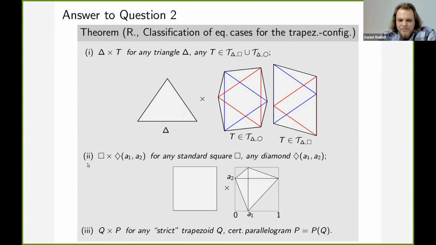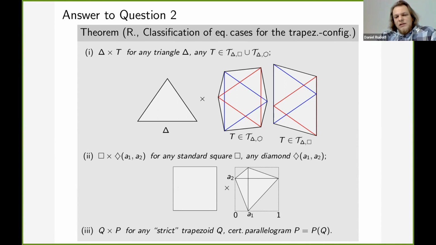So then, concerning the parallelogram configuration, if we start with any standard square on the left, and we choose any diamond on the right where A1 and A2 are arbitrarily chosen between 0 and 1, then all of these configurations are equality cases of Viterbo's conjecture. And for the trapezoids which are neither parallelograms nor triangles, one can find for any trapezoid Q a parallelogram P such that Q cross P is an equality case. But this case is already included within the second, where the trapezoid appears on the right side, and then one has to choose the associated parallelogram on the left side, so it's just by reflecting. So then the third question was, which of these equality cases are now symplectomorphic to a ball?